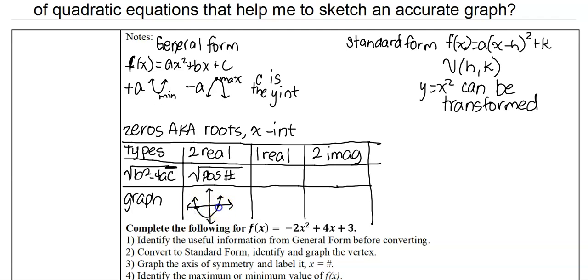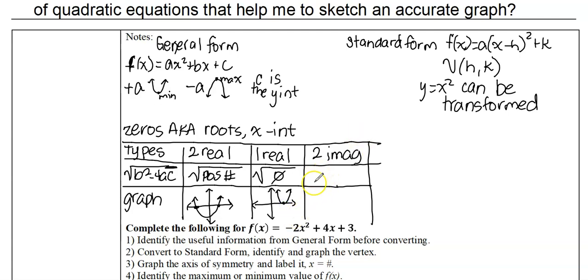And so that's what that would look like. All right, it'll have 1 real zero or x-intercept if what's underneath your square root after you simplify is a 0. And so if a parabola has 1 x-intercept or 1 zero or 1 root, that parabola will have a vertex that actually bounces off of the x-axis, and it'll have 1 real.